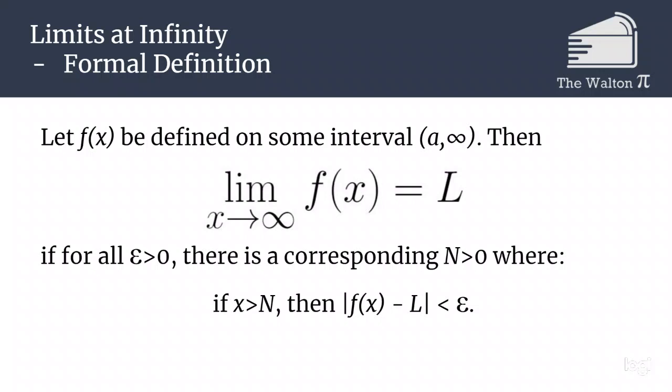So a limit at infinity is where we have the following situation. F of x is defined on some interval a to infinity, meaning that it's going to be defined for every value bigger than some certain finite number. And so then the limit as x approaches infinity of f of x is equal to L if for any epsilon there is a corresponding big N, where if x is bigger than big N, then the absolute value of f of x minus L is going to be less than epsilon.